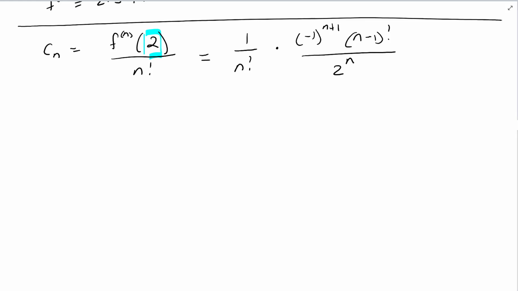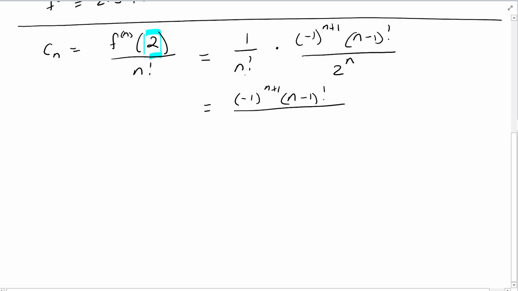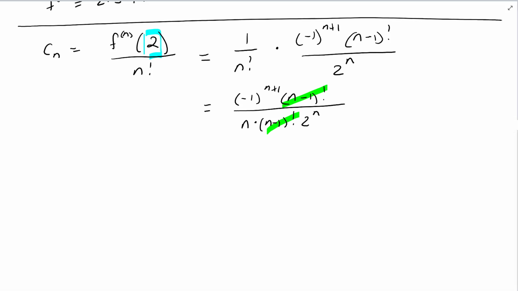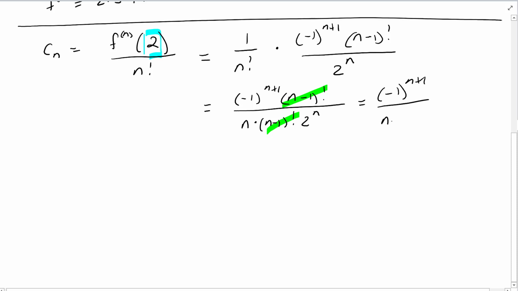So scroll back down and say, okay, let's simplify. Now this is going to give me a minus 1 to the n plus 1. If I do it in steps, this would be n minus 1 factorial. My n factorial is n times n minus 1 factorial, 2 to the n. We see our n minus 1 factorials cancel. And this is equal to minus 1 to the n plus 1 over n, 2 to the n. And this is true as long as n is not equal to 0. So this is a very big if right here.